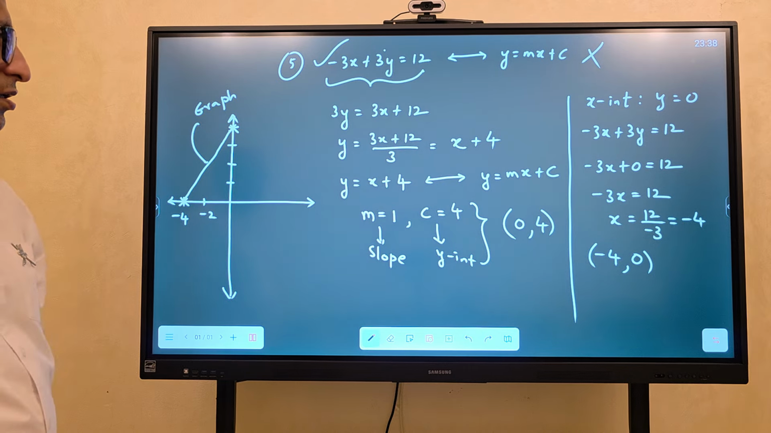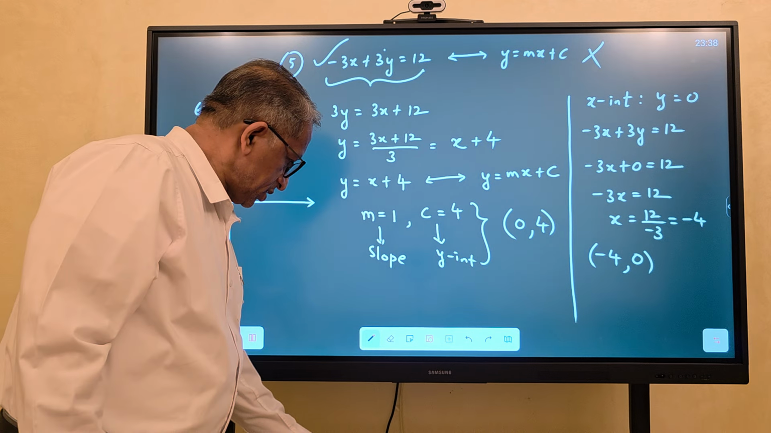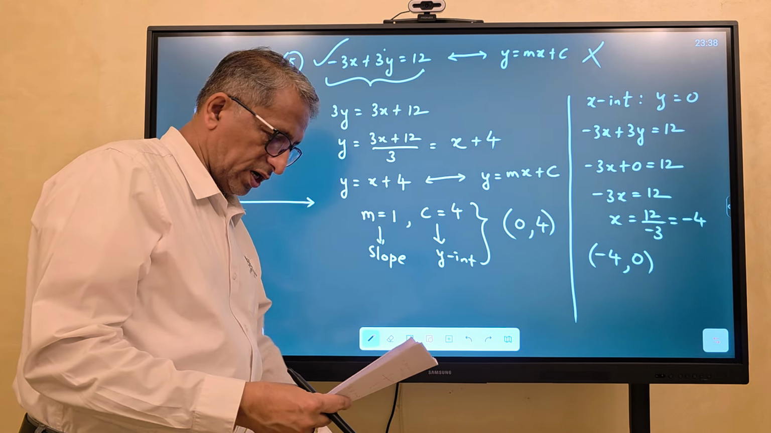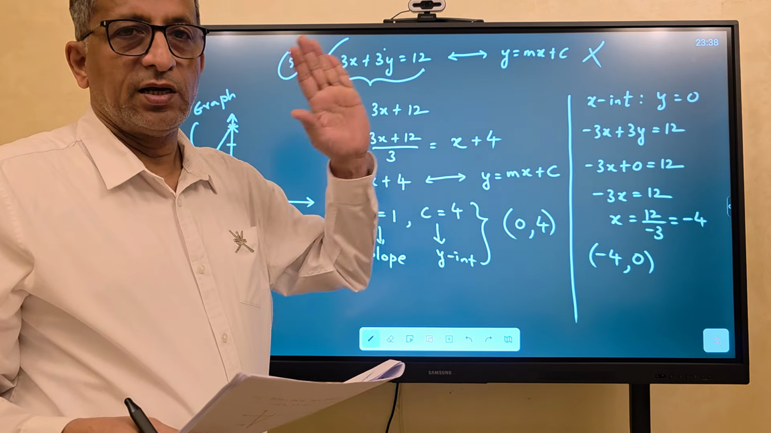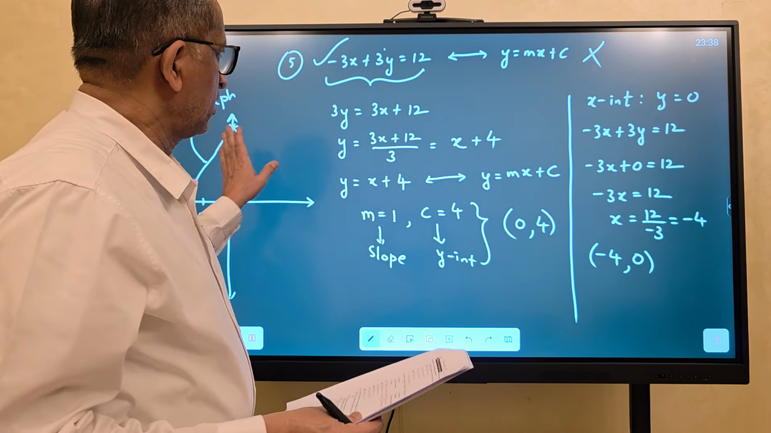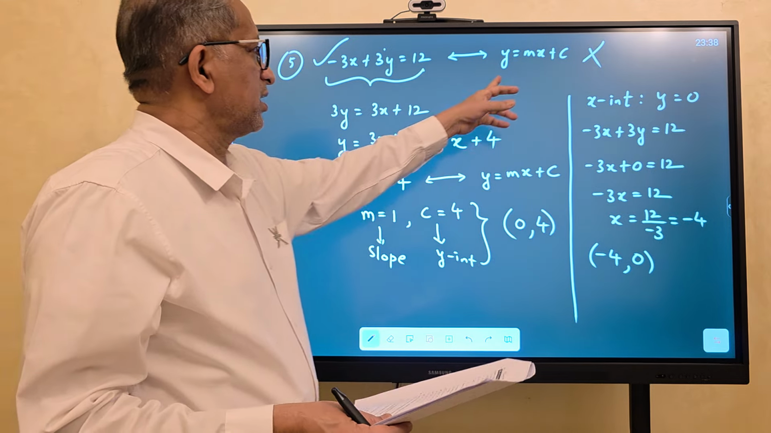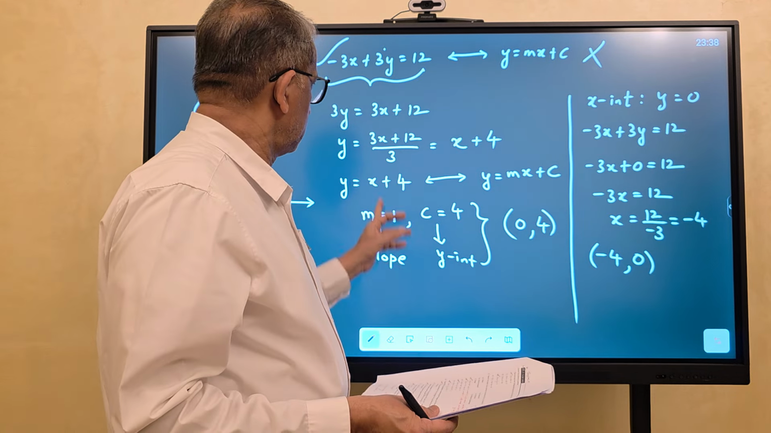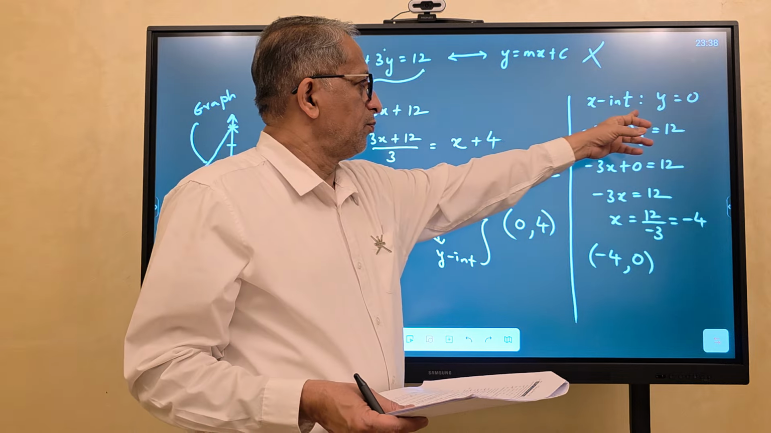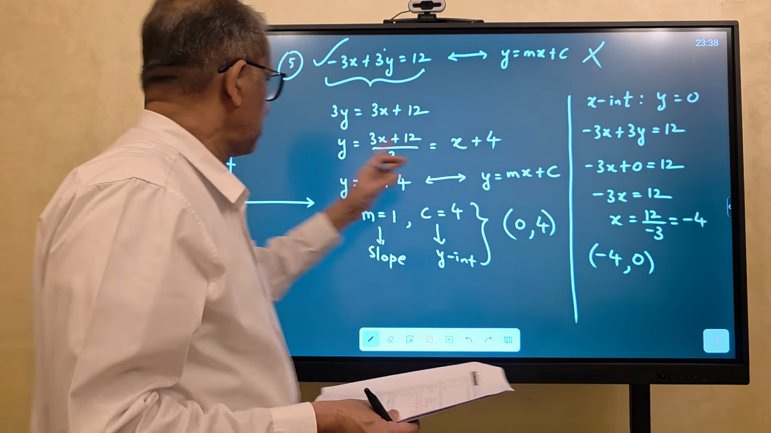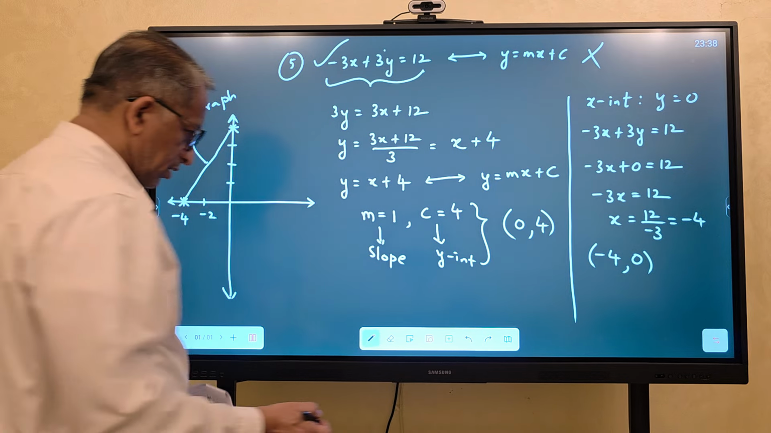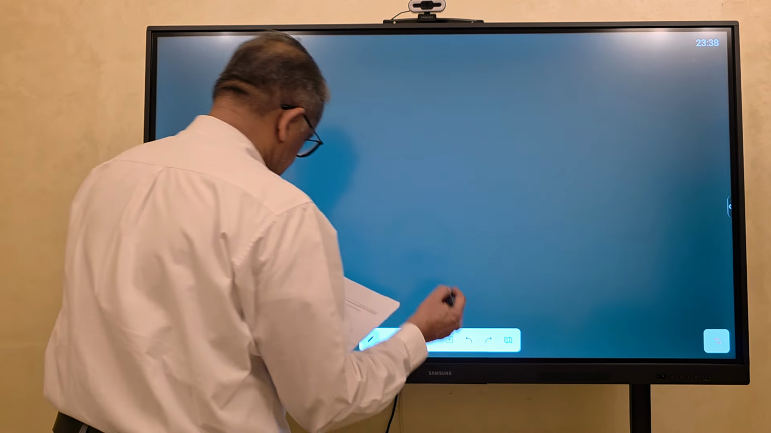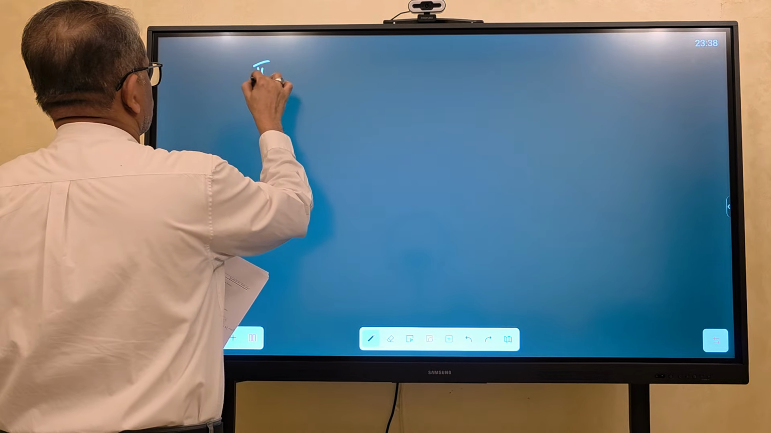This is how we solve question number 5. So in these 5 questions, all we have is linear functions, and everywhere you are doing the same thing. Compare, find the slope and y-intercept, put y equal to 0, find the x-intercept, then join the intercepts to draw the function. So let's see the next set of questions, number 2.